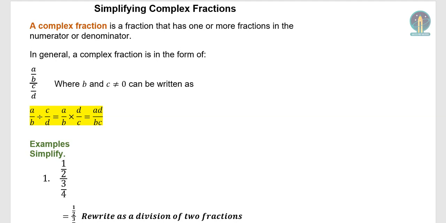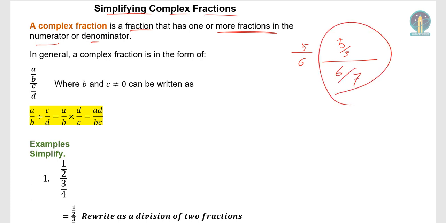In this concept, we're going to talk about simplifying complex fractions. A complex fraction is a fraction that has one or more fractions in the numerator or denominator. So instead of 5 over 6, for example, you can have 5/3 over 6/7. This is a complex fraction.